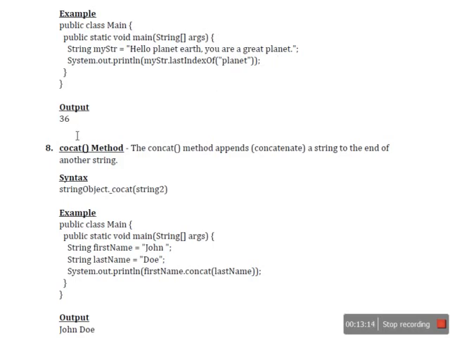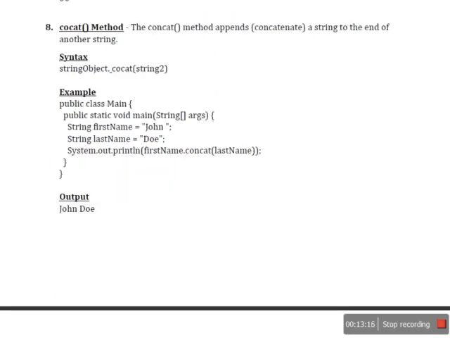So you will be returning 36. Now suppose we have two different words like John and Doe, and we would like to join them, like we would like to write it as John Doe. In that case, we will use the concat method, which appends or concatenates, or you can say adds, the two strings, and where? At the end of the other string.